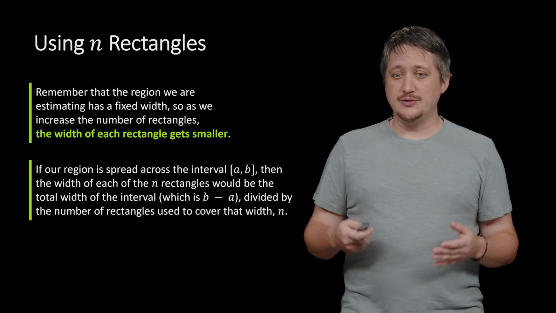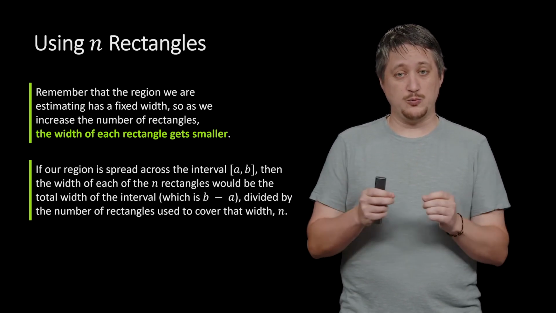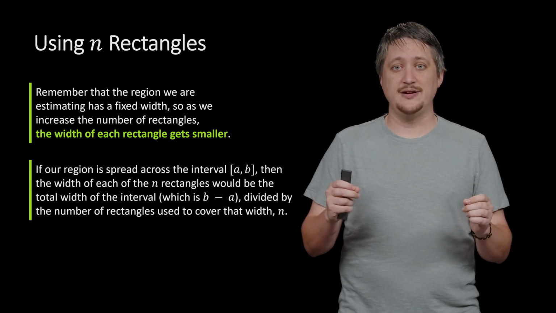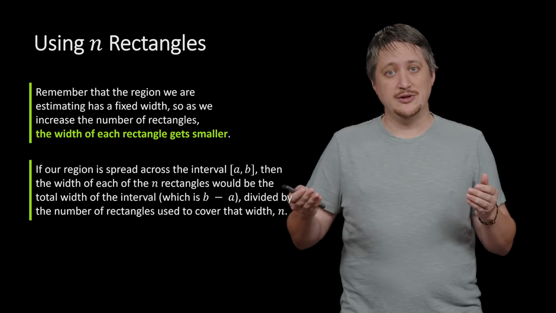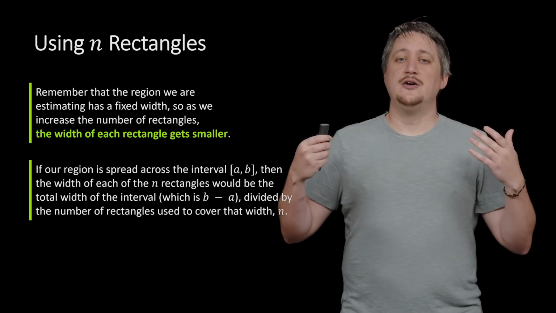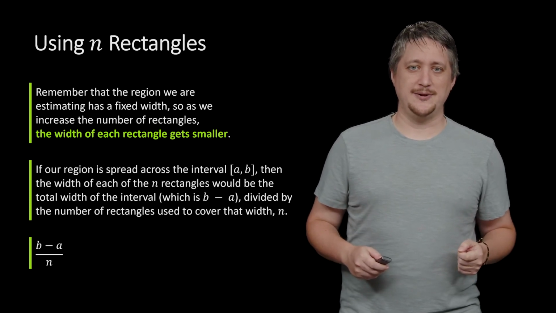So in our general version, we are going from a to b. So the total width of the region is b minus a. And we have n rectangles. So the width of each rectangle means that we divide by n. So each individual one will be b minus a over n, okay?